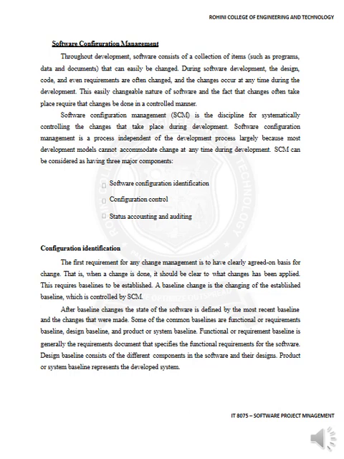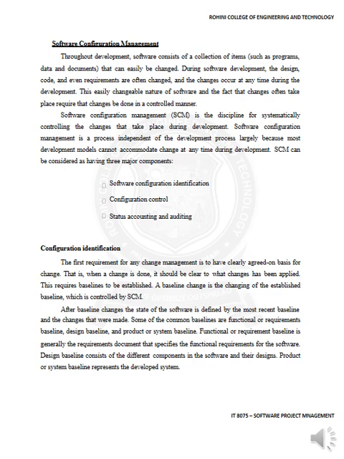This easily changeable nature of software, and the fact that changes often take place, require that changes be done in a controlled manner. Software configuration management (SCM) is a discipline for systematically controlling the changes that take place during development. Software configuration management is a process independent of the development process, largely because most development models cannot accommodate change at any time during development.